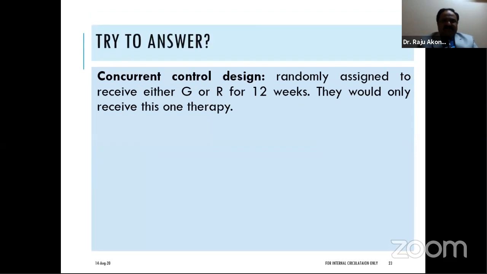Now let's try to answer this. If you want to do the same study in the concurrent control design mode, patients are randomly assigned to receive either G or R for 12 weeks. They would only receive this one therapy, not two.